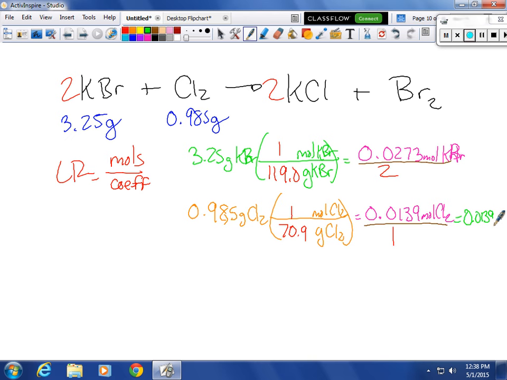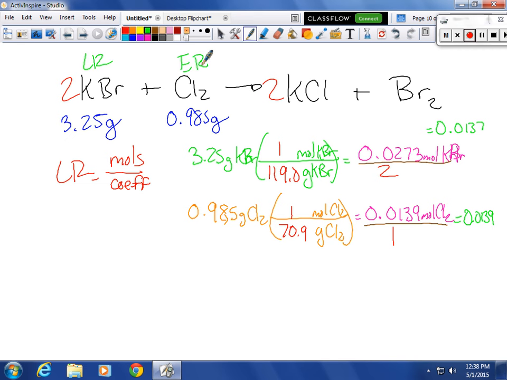I know I'm cramming this in over here on the side. But what is 0.0237 divided by 2? 0.0137. So who is my LR? KBr. And that's an interesting concept. Look back at those blue numbers. We now know that KBr is our LR and Cl2 is our ER.